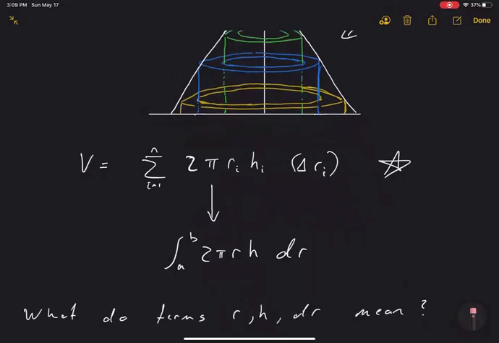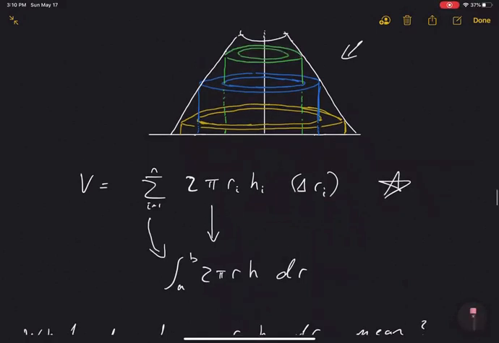Everything turns into an integral. So my summation sign turns into an integral sign. Well, 2 pi is constant, so that shouldn't change. Instead of having a finite number of radii, I've got an infinite number of cylinders, and it goes from Ri to R. Same thing with my height, and then my delta R becomes dr.